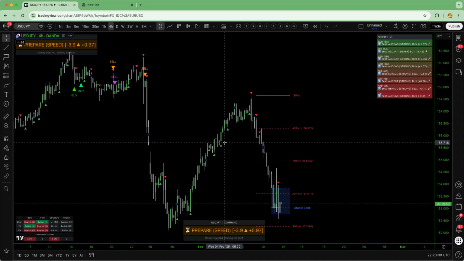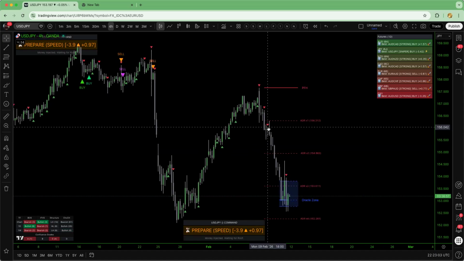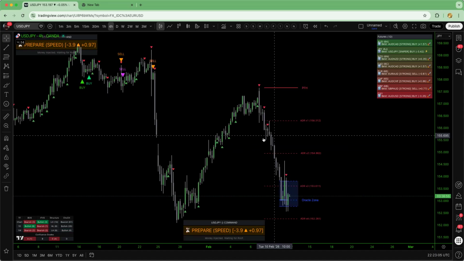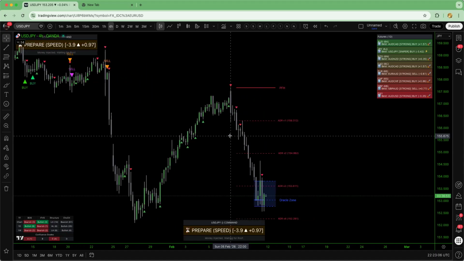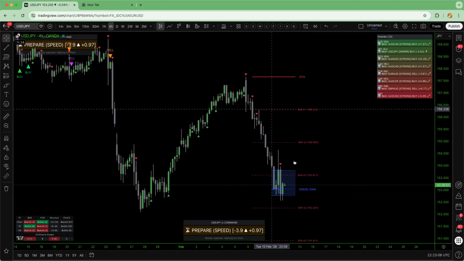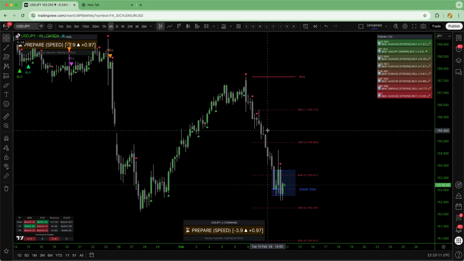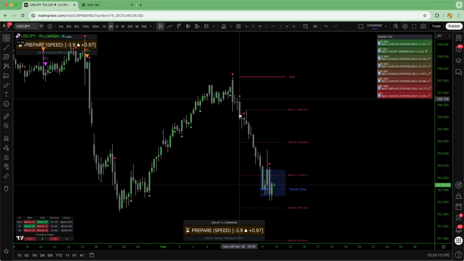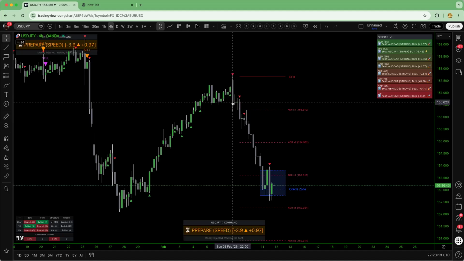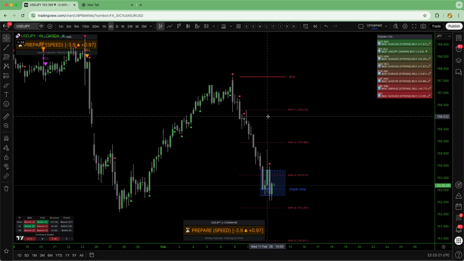As soon as these market structure breaks happen, it gives you an indication that the floodgates are starting to open. A clear example of this is what we can see here when USD JPY created this break of structure, or even starting from up here. You can see this was a perfect entry.